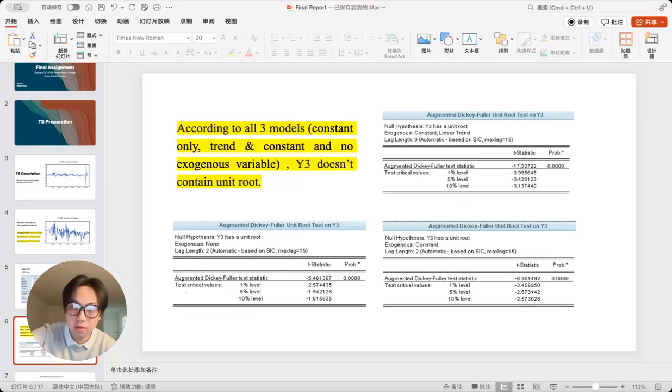And here's the result of the augmented Dickey-Fuller tests. According to all three models, which are constant only, trend and constant, and no exogenous variable, Y3 doesn't contain a unit root.